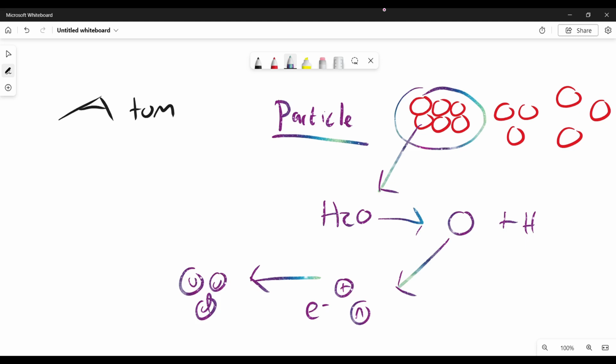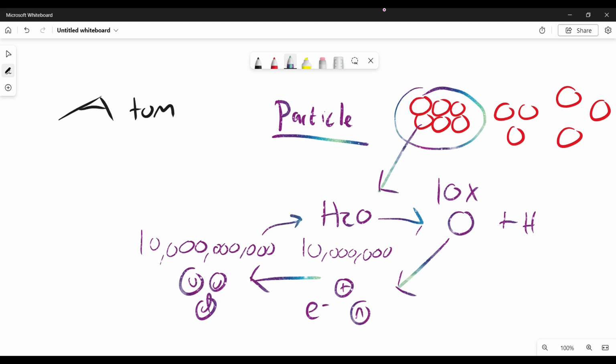So we've got this huge disconnect here between what's going on. And the size difference between these things as well is colossal. An oxygen atom is 10 times smaller than a water molecule. My protons are about 10 million times smaller than a water molecule. And then my quarks are 10 trillion times smaller than a water particle. So the things we're referring to are widely different sizes.